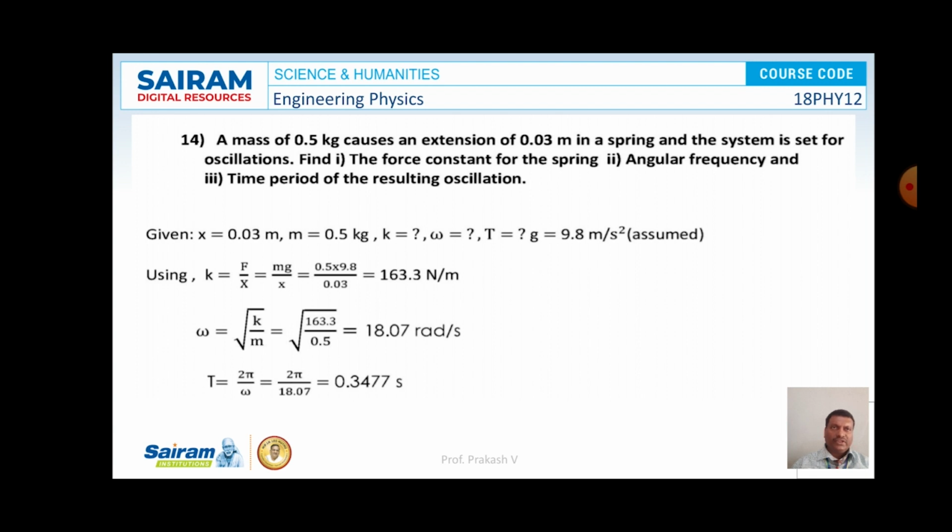A mass of 0.5 kg causes an extension of 0.03 meter in a spring and the system is set for oscillations. Find the force constant for the spring, angular frequency and time period of the resulting oscillation.